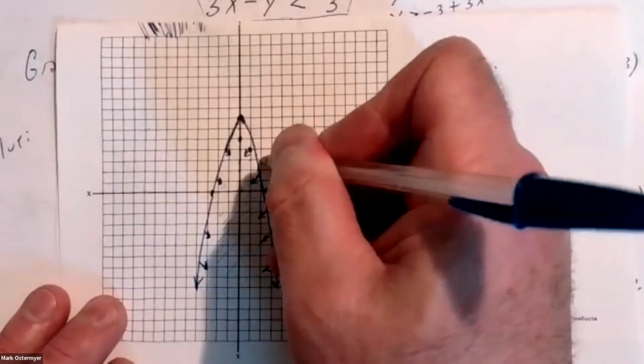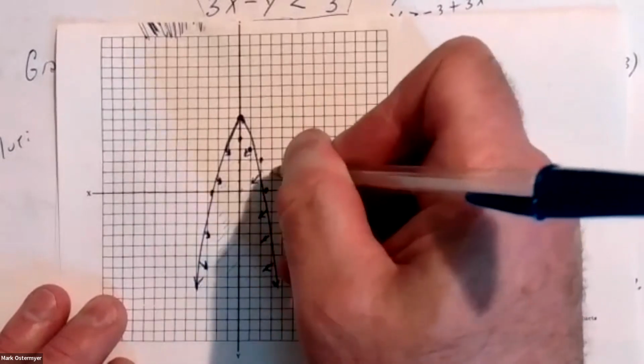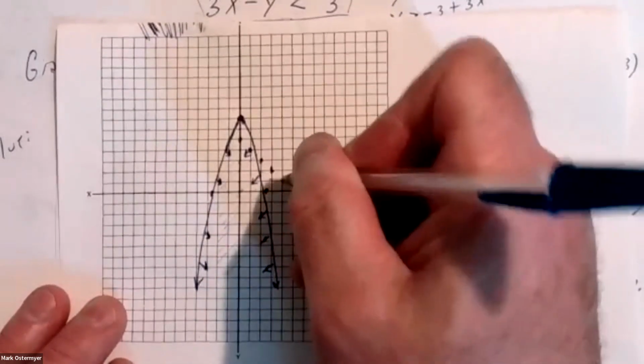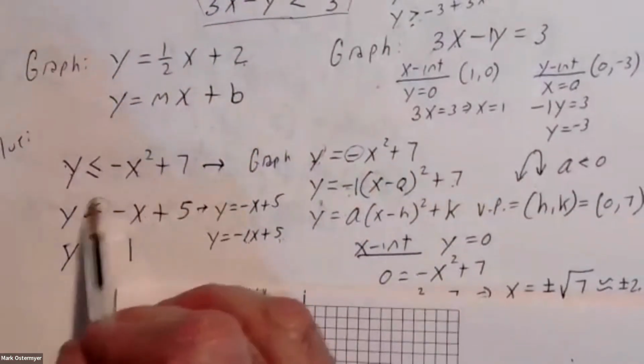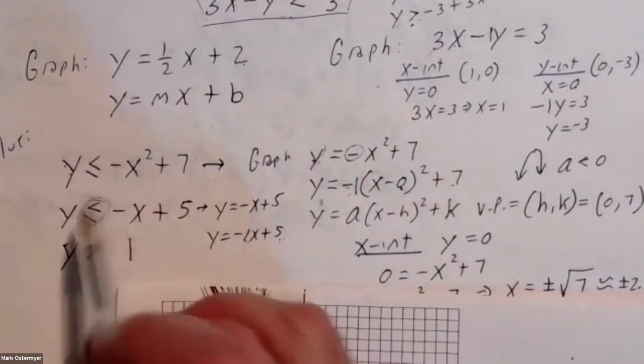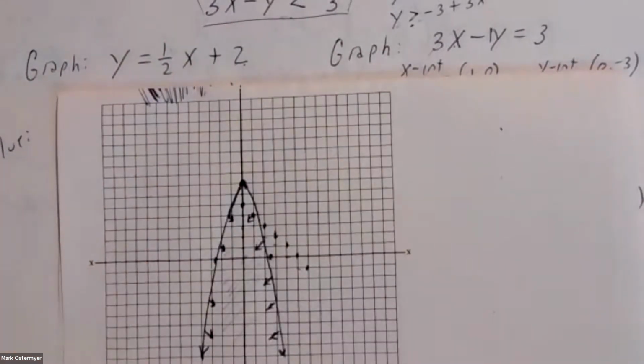Down 1, 1 to the right, continuing to plot more points. Will it be a solid or dashed line? It's going to be a solid line. Solid. So we put a solid line through these points.